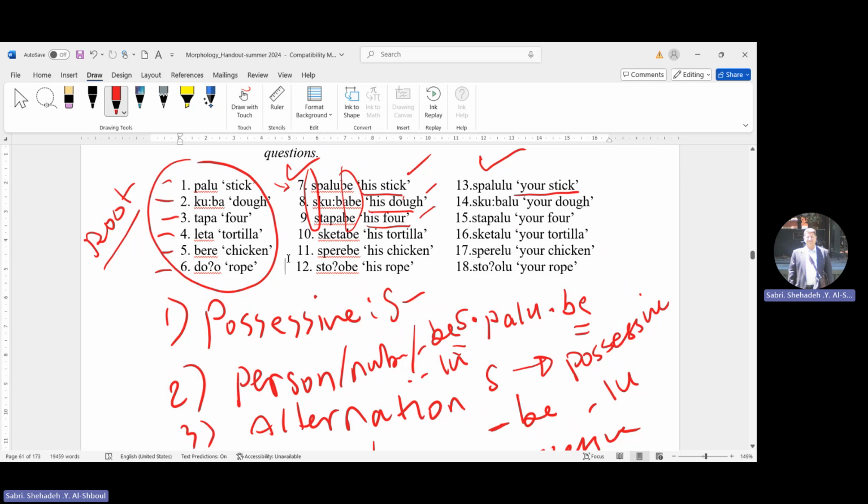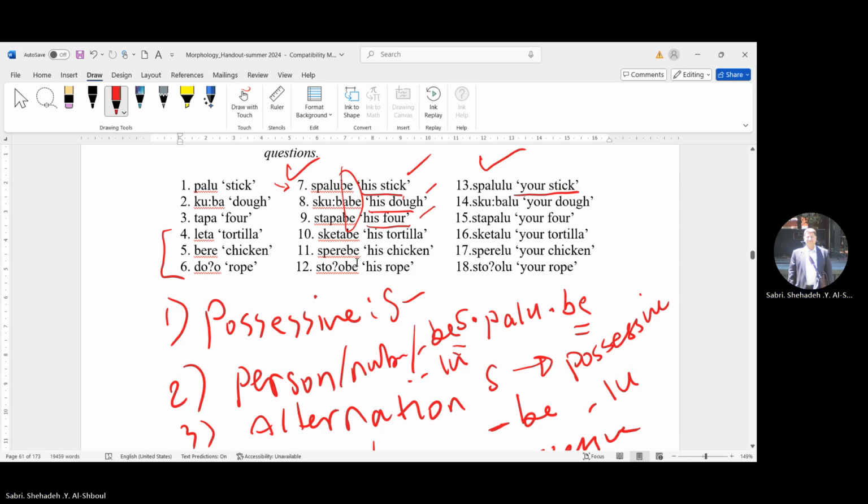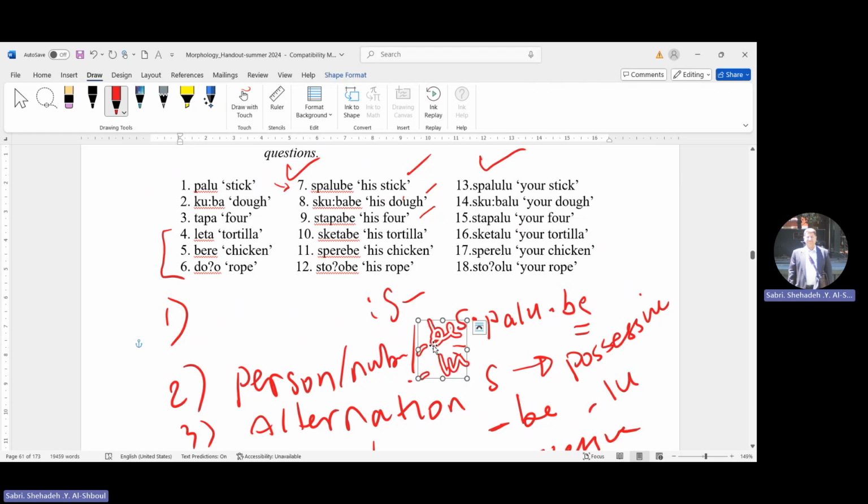If we look now into the last three items in 4, 5, and 6, the three rules apply similar to the ones in 1, 2, and 3, but with a difference in the alternation in the environment in the initial position of the word form. This is represented when we look into the following data. So later, when we add sa, it becomes skatabi. Berry becomes speribi, right?